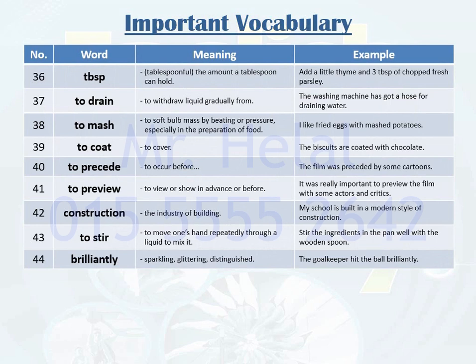To drain, to withdraw liquid gradually from. Example, the washing machine has got holes for draining water. To mash, to soften into a soft bulky mass by beating or pressure, especially in the preparation of food. Example, I like fried eggs with mashed potatoes. To coat, to cover. Example, the biscuits are coated with chocolate.